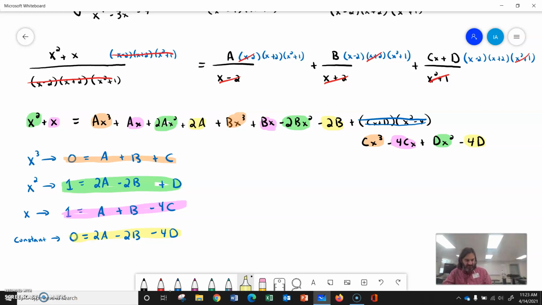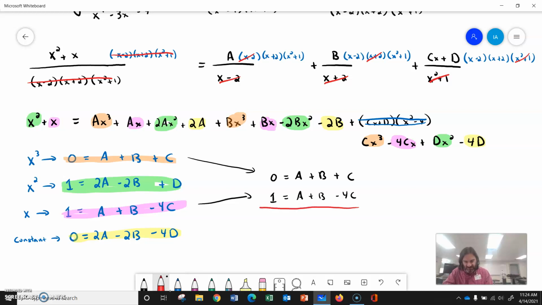What I do notice personally here is the first equation and the third equation. Here's a plus b and a plus b in the other one. So what I'm going to do is write those 2 equations. I'm going to take 0 equals a plus b plus c, and I'm going to take the third one, which is 1 equals a plus b minus 4c, and I'm going to subtract the second one.